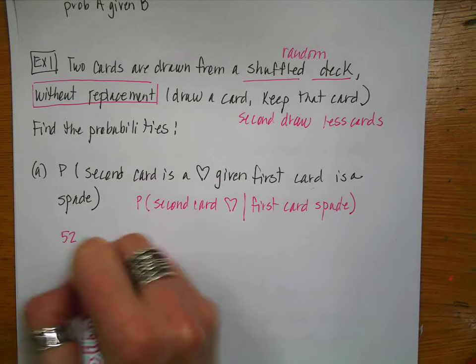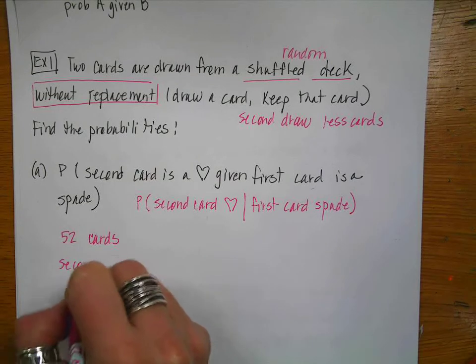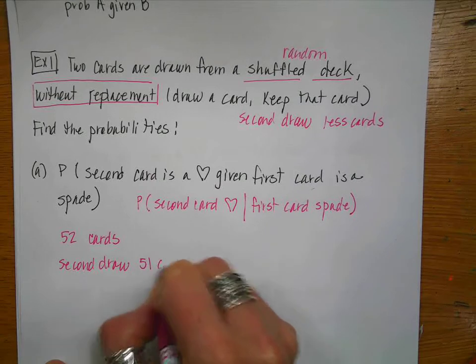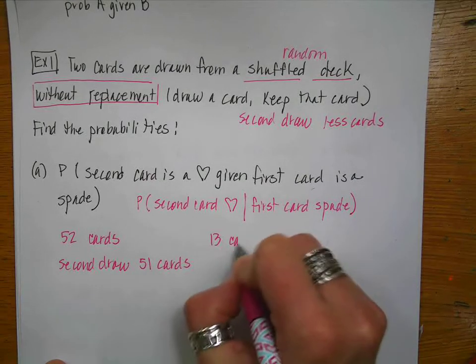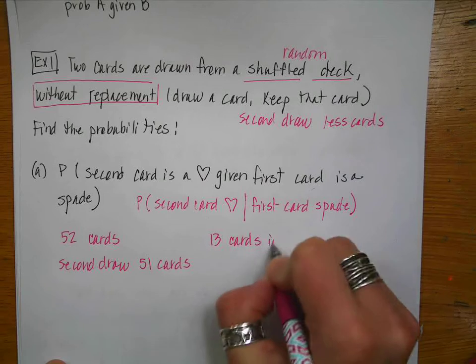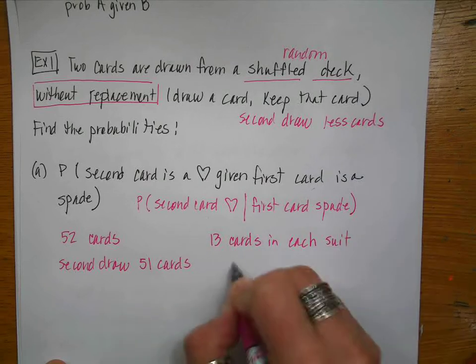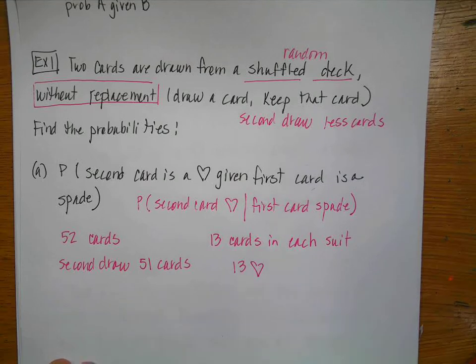Remember that there are 52 cards in a deck. On the second draw, we're going to have 51 cards. Remember that there are 13 cards in each suit, which means that there are going to be 13 hearts. So this is actually just a pretty simple probability still.